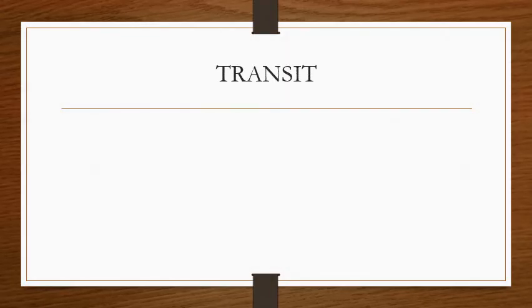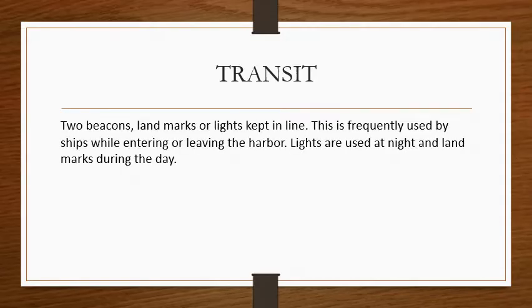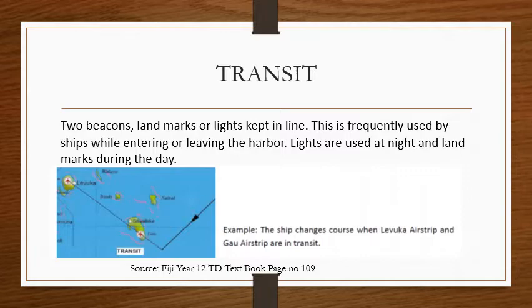The next one we're going to look at is transit. Transit simply means when 2 beacons, landmarks or lights are kept in a line. This is frequently used by ships while entering or leaving the harbor. Lights are used at night and landmarks during daytime. If you look at the diagram there, the ship changes course when Levuka airstrip and Gao airstrip are in transit. So in transit means you are going to join the 2 landmarks in a straight line. It's like you are given 2 points, you join the 2 points in a straight line. That's what transit means.